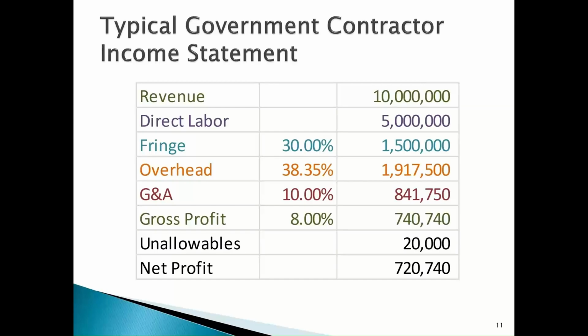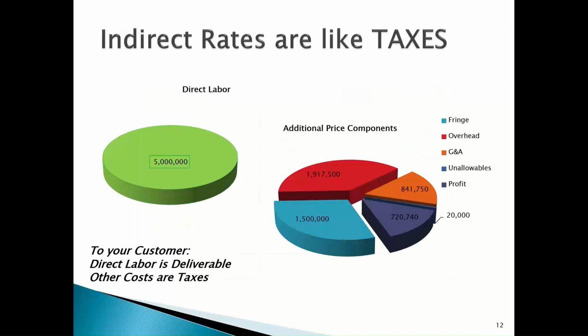Okay, so if you look at this screen and I go to the next one, what I want to say to you is these indirect costs are like taxes. The green stuff on the left is what your customer wants. They want you to provide the people to perform the work they've asked you to. And as far as they're concerned, everything else is tax. So you want to make sure that your taxes provide good service and are not unreasonably high, or you won't win.